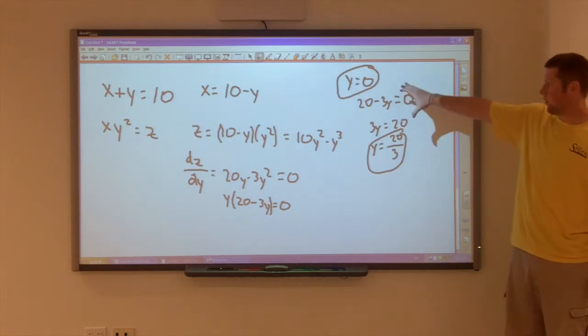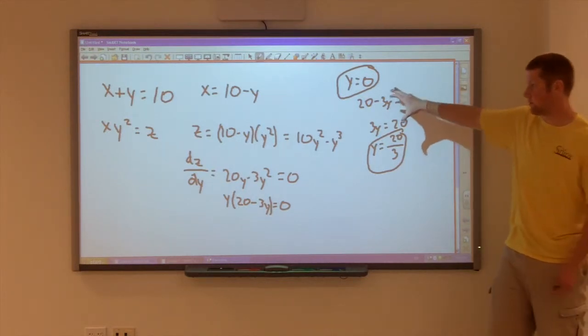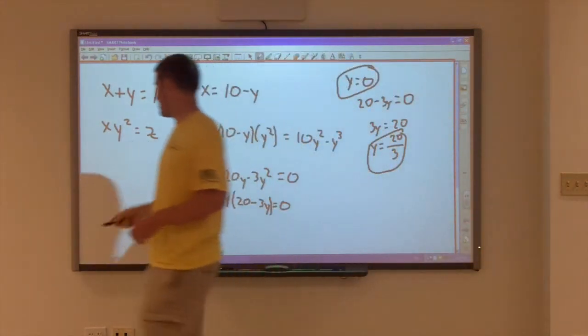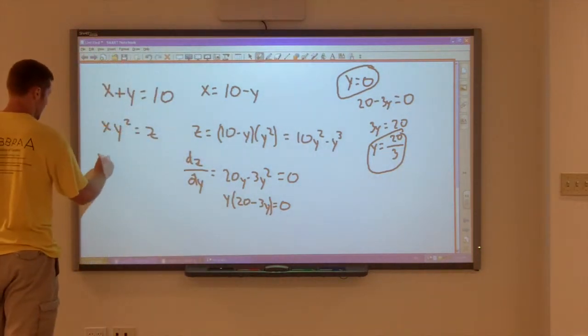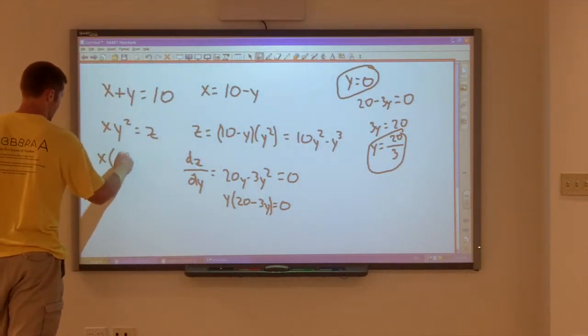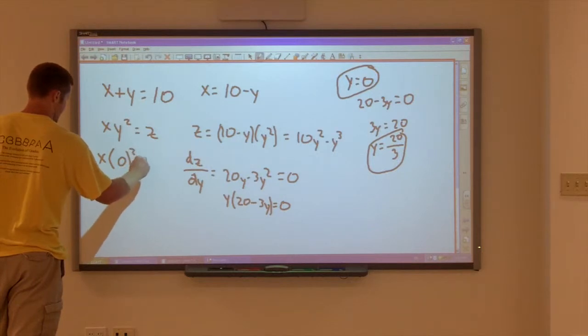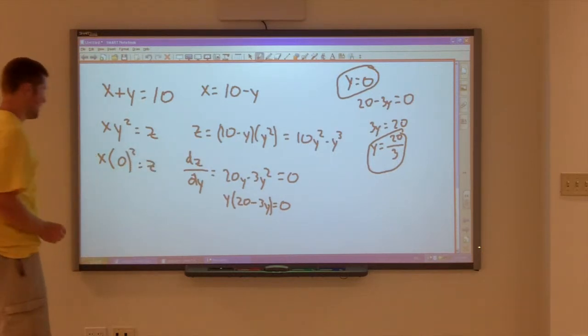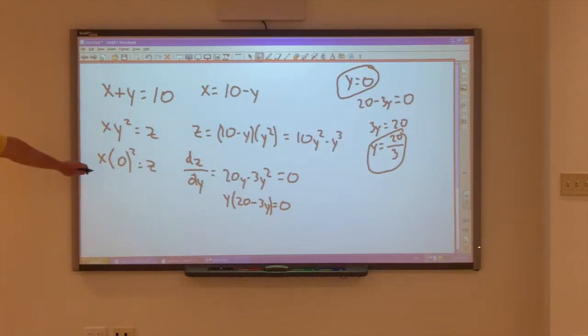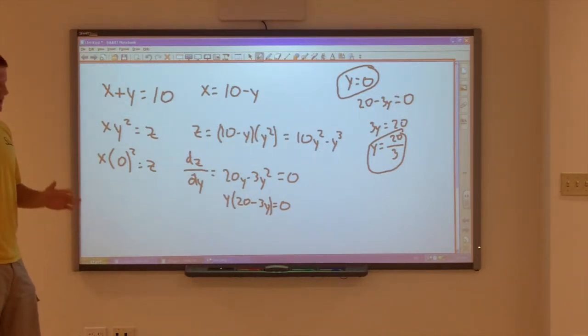So if we plug in y equals 0 into our original equation here for z, we would get 0. So no matter what x is, no matter how big x turns out to be, we're still going to get 0. So odds are that's not going to be our maximum. But let's be thorough and let's check.